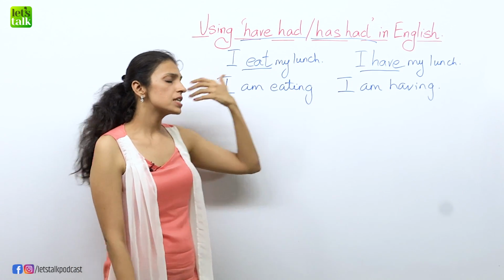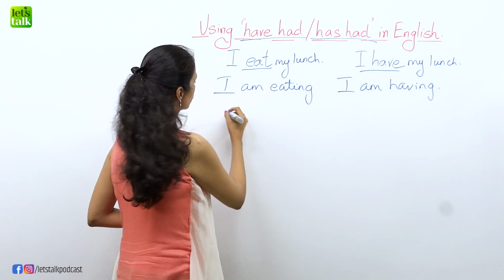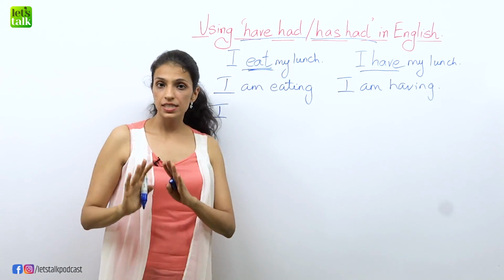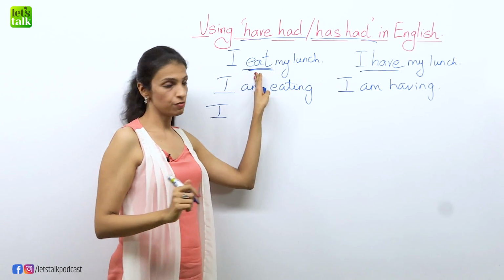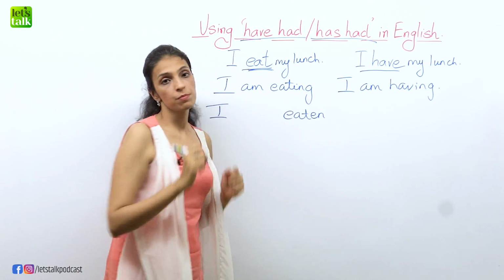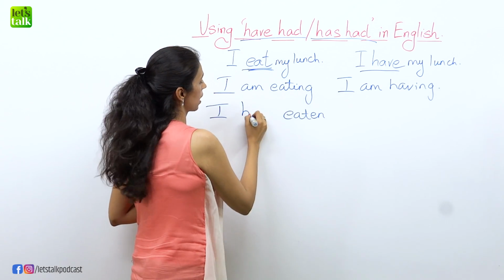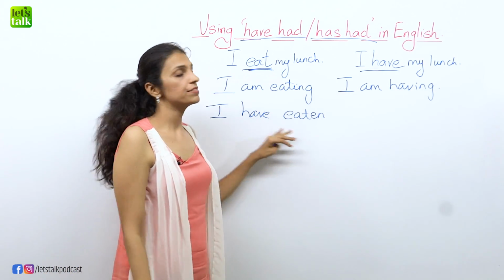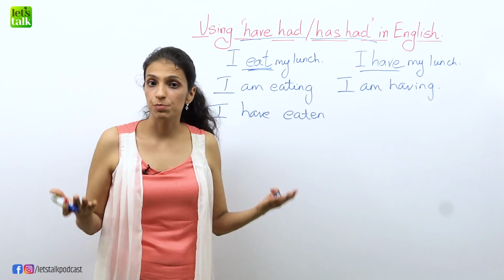Now if I have to put it in the present perfect, do you remember your present perfect tense? The verb goes in the past participle form. So you have eaten, okay? And remember, you always use a supporting verb have in the present perfect tense, and then it is I have eaten. That means the action is completed.